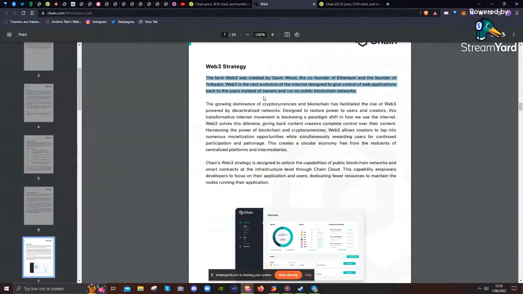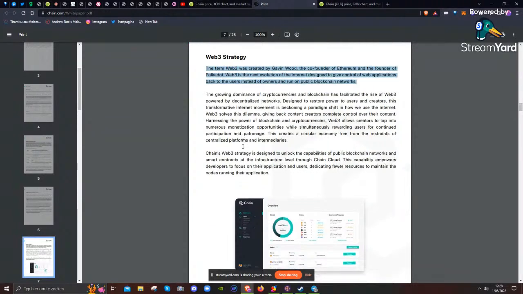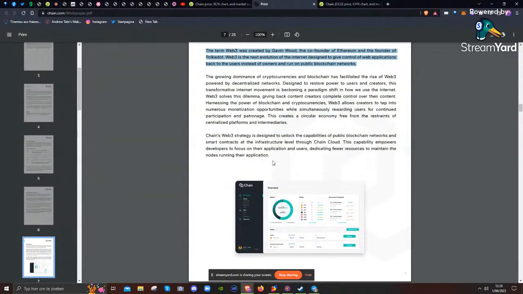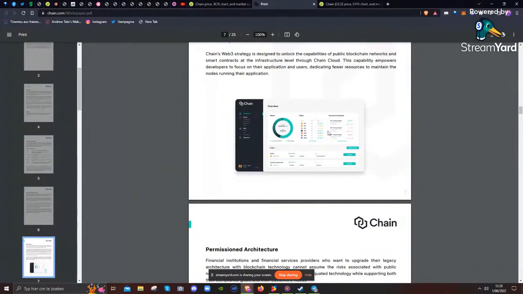Co-founder of Ethereum and the founder of Polkadot is the next evolution of internet design. So they're marketing a little bit about Web 3.0 strategies and what the place of Chain is within that ecosystem. Naturally, decentralized applications, everything that allows for the use of distributed ledger technology, of which Bitcoin is part, I'm going to say. There's a difference between blockchain and distributed ledger technology, can be seen as a fruition of Web 3.0.